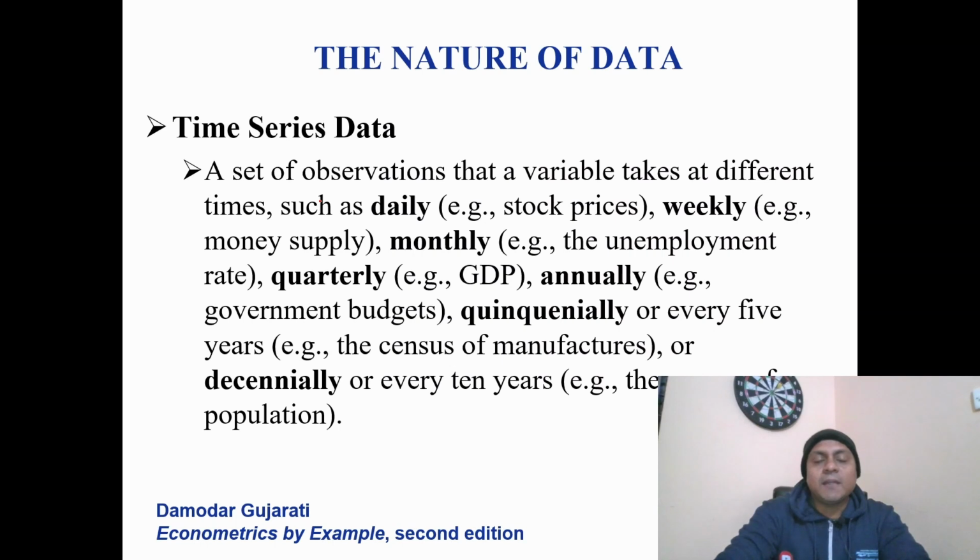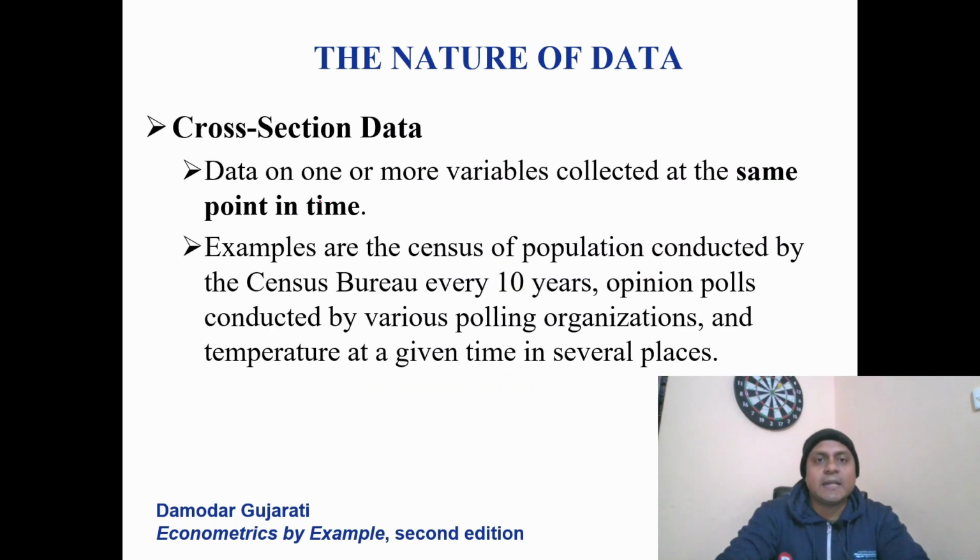There are three types of fundamental data. One type of data is called the time series data, where the time is changing but the unit of study is fixed. For instance, here it says a set of observations that a variable takes at different times. So a specific variable, but there are different time periods. For instance, GDP, you can check the GDP over a time period. That is called the time series data.